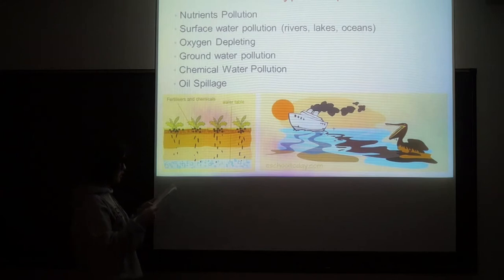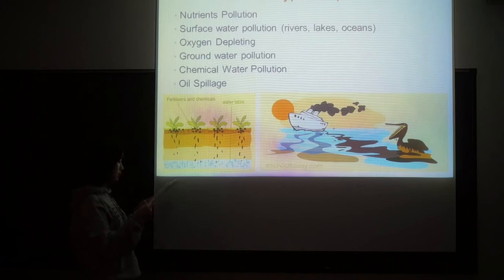The fourth one is groundwater pollution. When humans apply pesticides and chemicals to soils, they are washed deeply into the ground by rainwater, and then get to the underground water, which causes pollution underground.